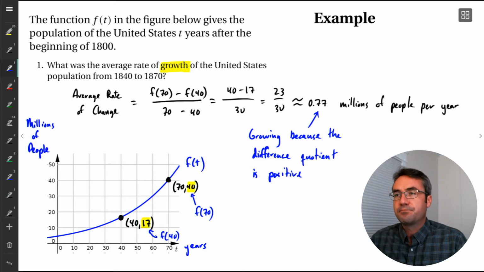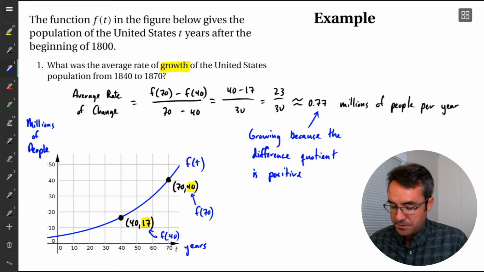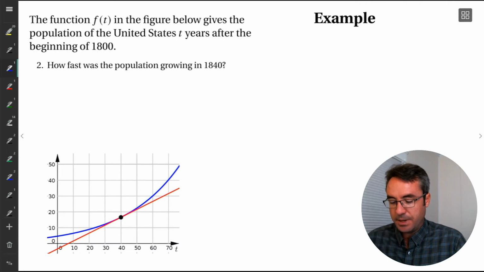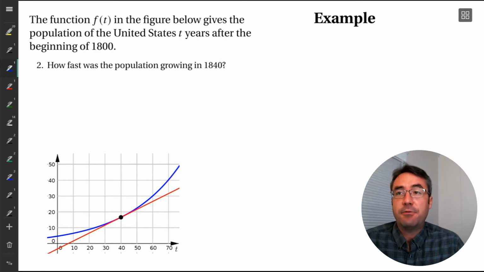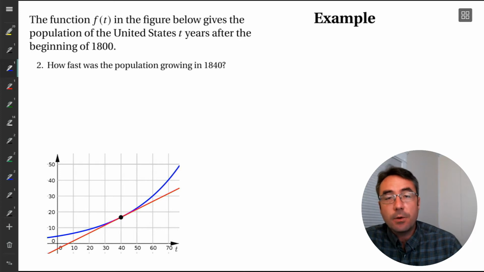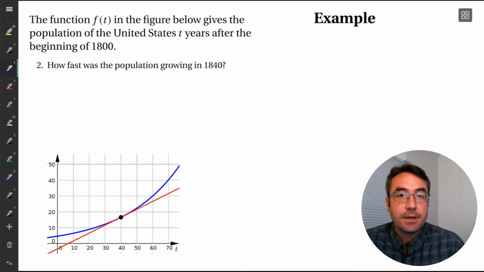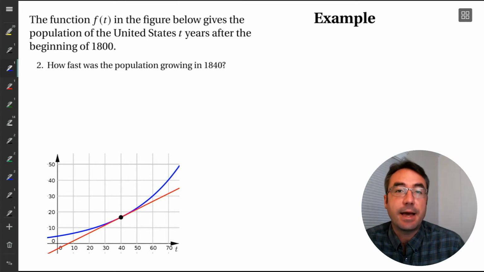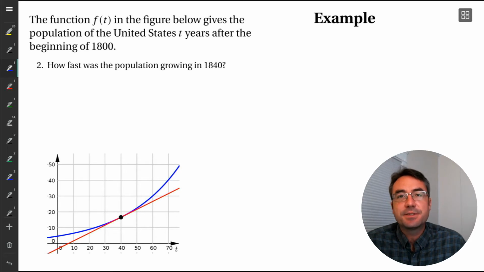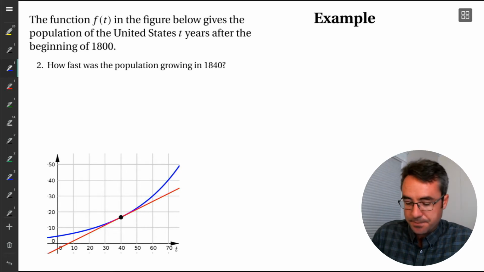All right. Try another part. Let's see what else we could investigate here. So for part 2, how fast is the population growing in 1840? So this wants to know not the average rate of growth over some time interval. We want to know how fast the population was growing exactly in the year 1840. So this is the instantaneous rate of change.